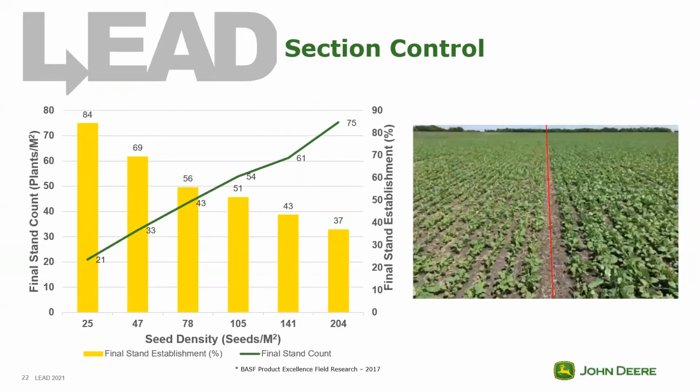It is important to try to reduce crop competition through section control. As seed density increases, the stand count increases as well. However, the stand establishment drops. The reason for this is that there's crop competition occurring between plants in areas where there's potential for being double seeded. Through section control, the double seeded areas can be reduced and overall stand establishment can be improved. Improved stand will allow for more even development of the crop, allowing operations such as harvest to occur in a more timely manner.